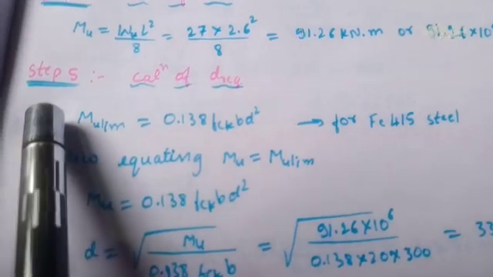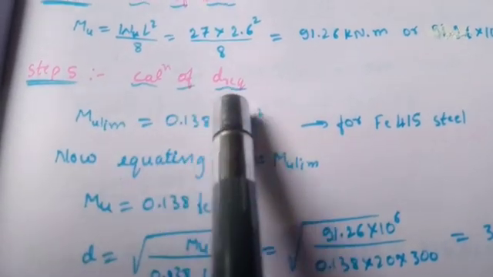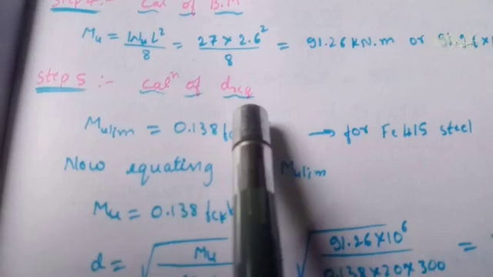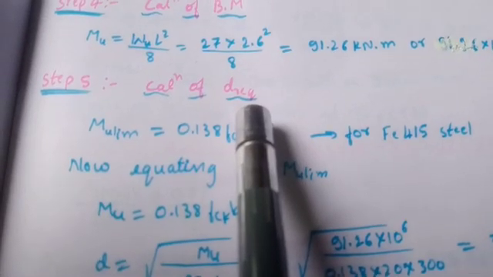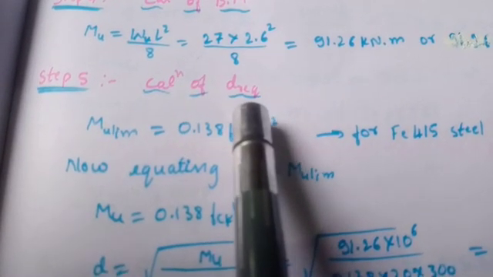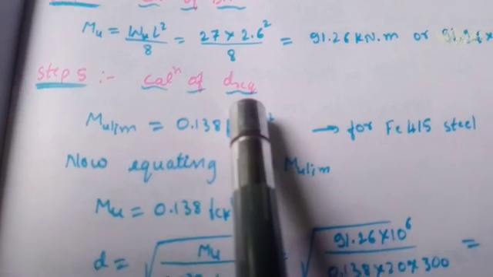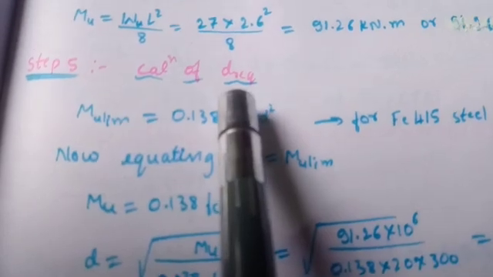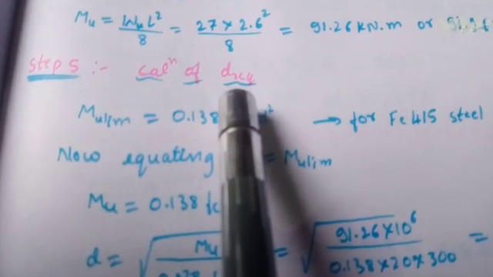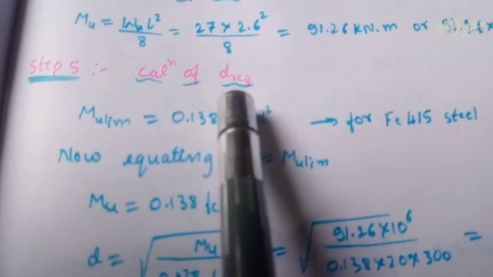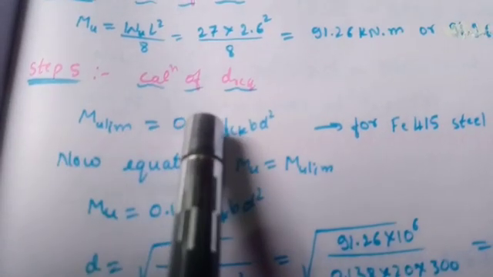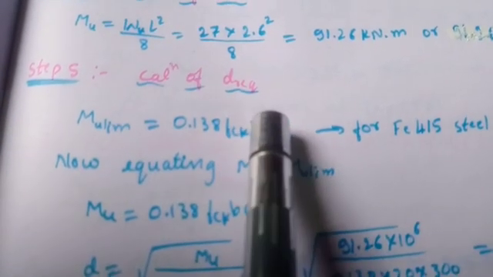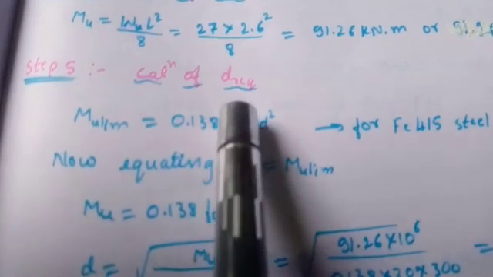So step 5 is the calculation of the D required. We need to calculate the D required because we need to check whether the effective depth we have provided is sufficient to carry this load or not. For that we are calculating the D required. I will show it step by step.